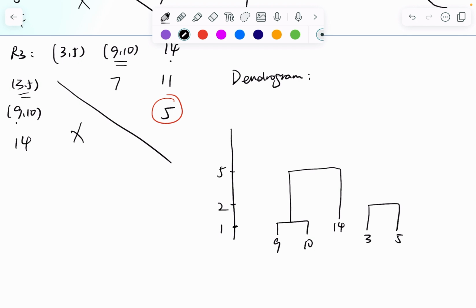And the final one is to merge these two and these two, this cluster to this cluster. So you can see that their largest distance will be shown in between 14 and 3. So their distance is 11. This one. So we'll draw the distance like this, and I hope this will represent 11. Okay, so this is our final dendrogram.